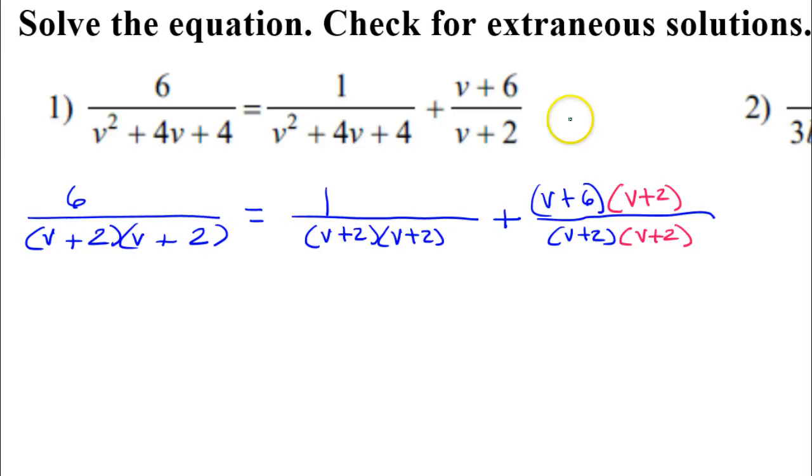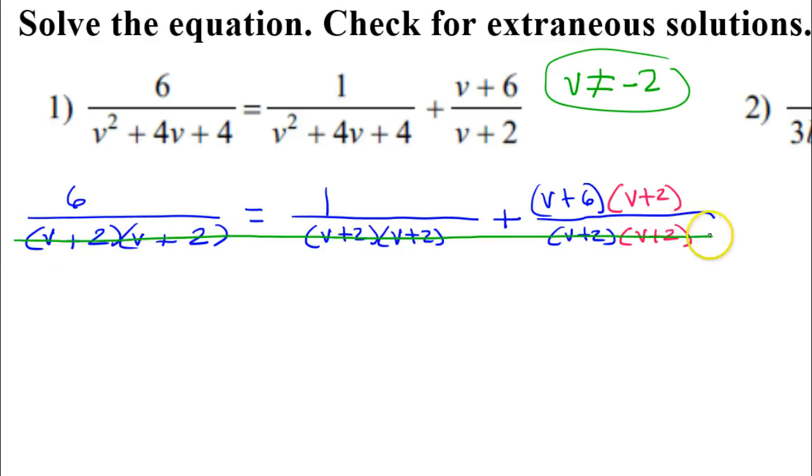Before I cancel out these denominators, let's stop and remember the excluded value. V cannot equal negative 2. I'm getting that because if I set v plus 2 equal to 0, I get negative 2. So whatever solutions we get, let's make sure that none of them are negative 2. Now the denominators are all the same, so I can cancel the denominators out. So that means I have 6 equals 1 plus some stuff.